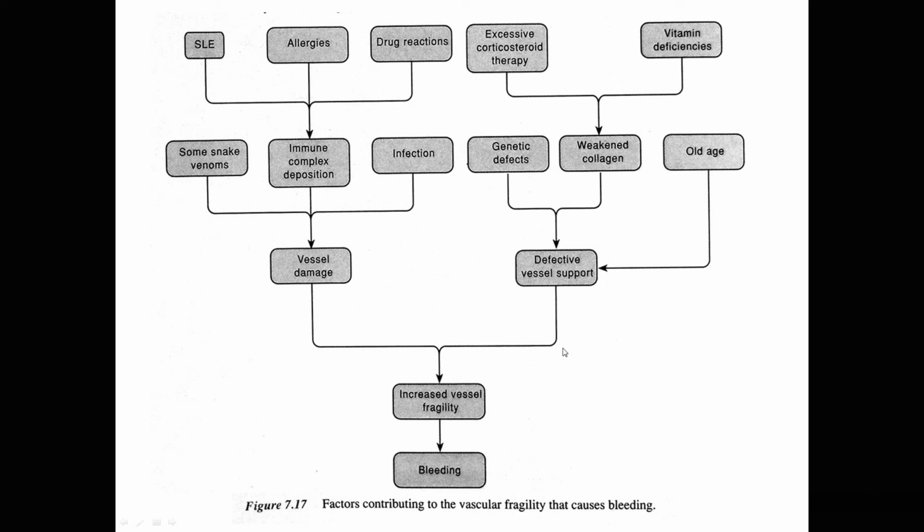Other factors contributing to the bleeding due to vessel fragility are excessive corticosteroids or vitamin deficiency, causing weakening of the collagen and loss or defect of the vessel support. And aging also decreases the vessel support, thus causing a risk for increased vessel fragility and bleeding.